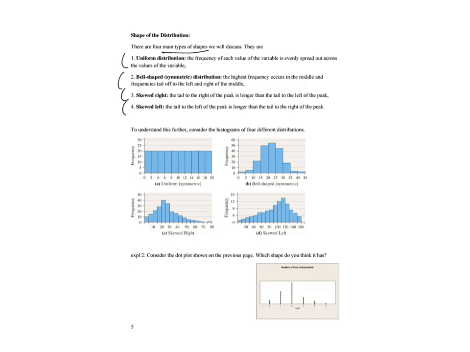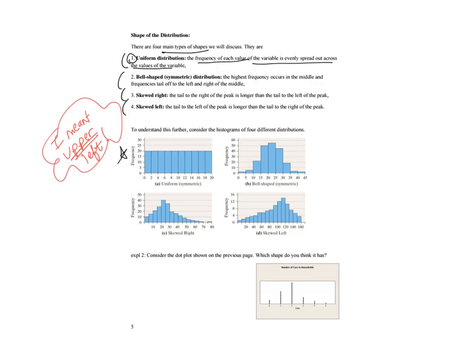Okay, so number one, uniform distribution. The frequency of each value of the variable is evenly spread out across the values of the variable, and you see that down here in the lower left. And this is perfectly uniform. You'll notice the histogram doesn't even look much like a histogram. It's just one flat level.